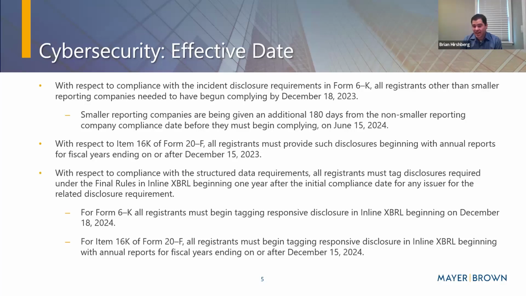The SEC, however, did amend 6K to add the material cybersecurity incident to the categories of items that should be disclosed in that 6K report. In the SEC's adopting release of these rules, it noted that in order for a material cybersecurity incident to trigger that 6K filing, the usual standard for 6K would apply.